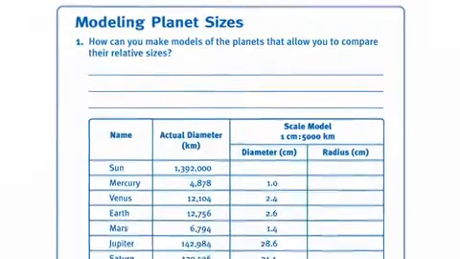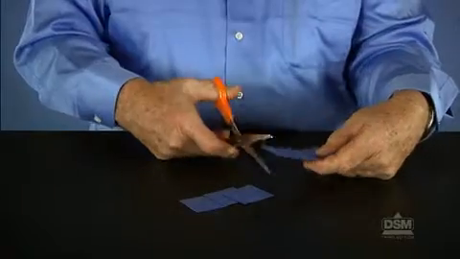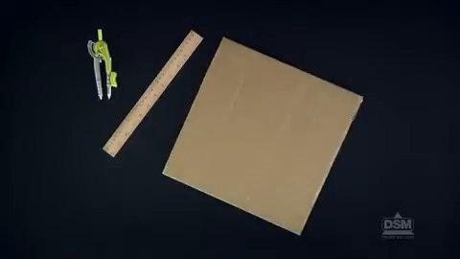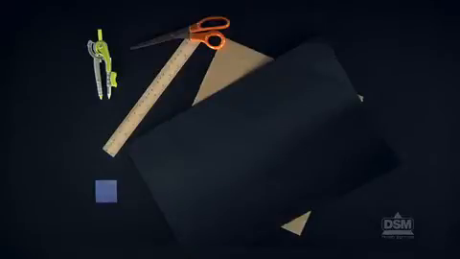To prepare for the activity, make a copy of Activity Sheet 6, Parts A and B for each student. Cut the sheet of blue construction paper into 5 centimeter squares, 1 for each team. Each team of 2 will need a ruler, a drawing compass, a cardboard square, 1 sheet of black construction paper, a 5 centimeter square of blue construction paper, a pair of scissors, a black marker, and access to the masking tape.